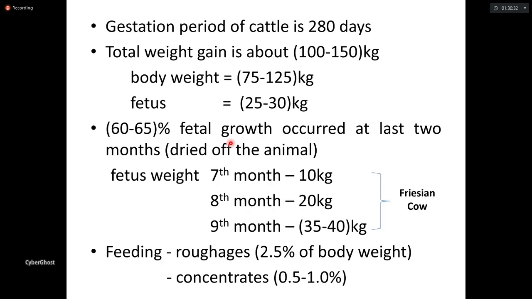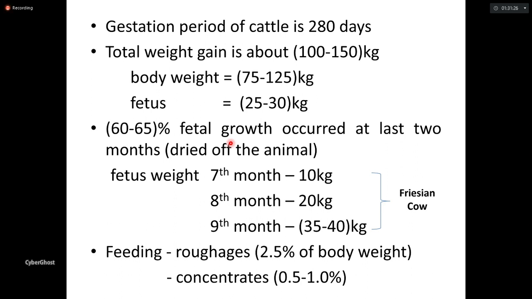So what is the period of gestation for these animals? It is about 280 days, almost 10 months. It's pretty similar to humans. If you observe the total body weight gain, it is about 100 kilograms at least. The mother cow gains a minimum of about 75 kilograms, and the fetus developing inside the body will reach about 25 kilograms minimum, but it can go up to 40 or 45 kilograms in some cases.